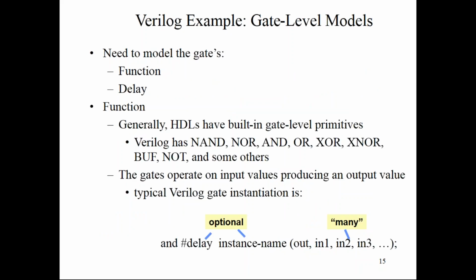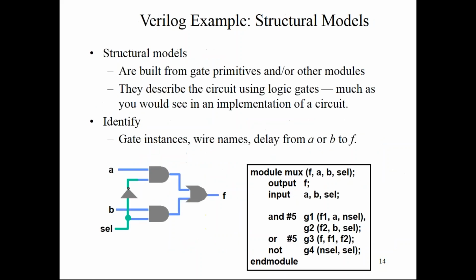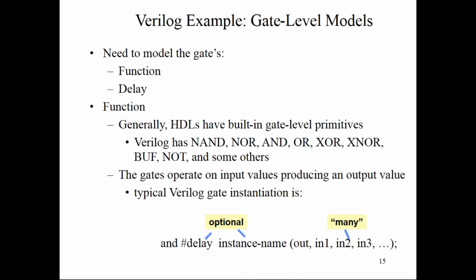So next is gate level modeling. We know the model consists of a function. If I'm designing that gate, the delay is optional. That means here we describe #5, so that gate must have a 5 nanosecond delay. But in the design process, we are not able to consider that #5.